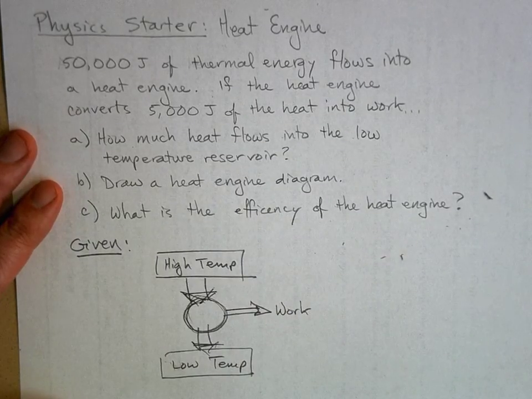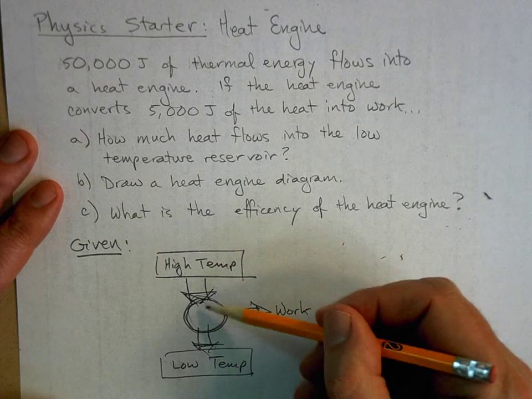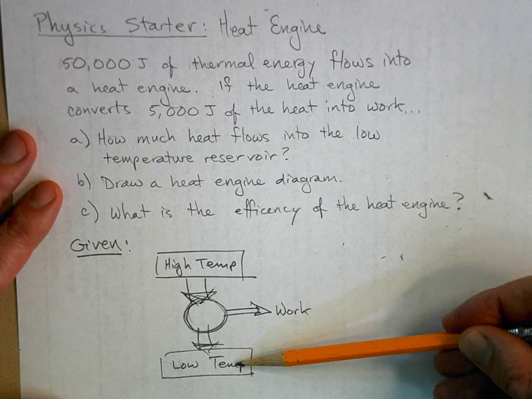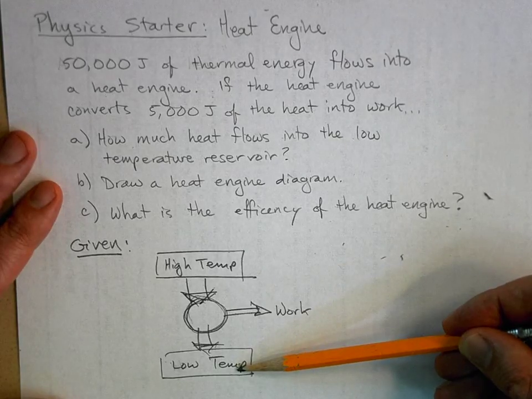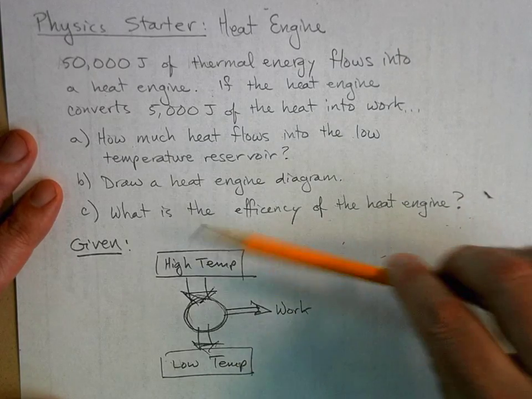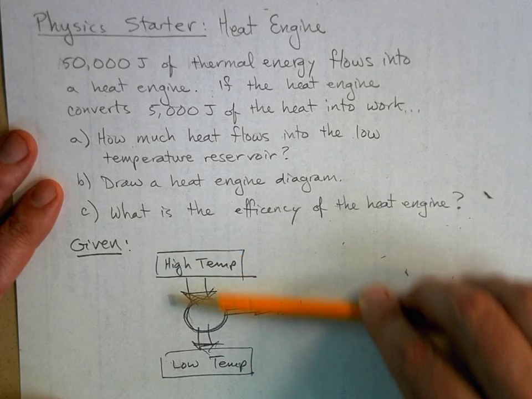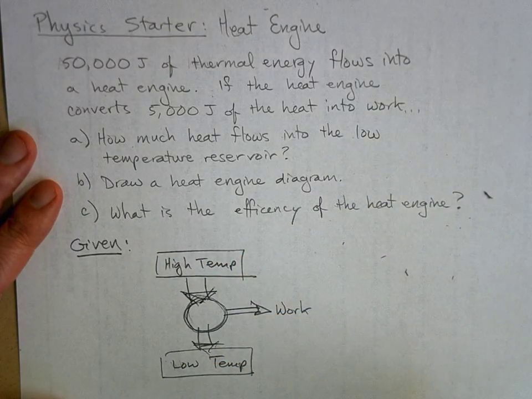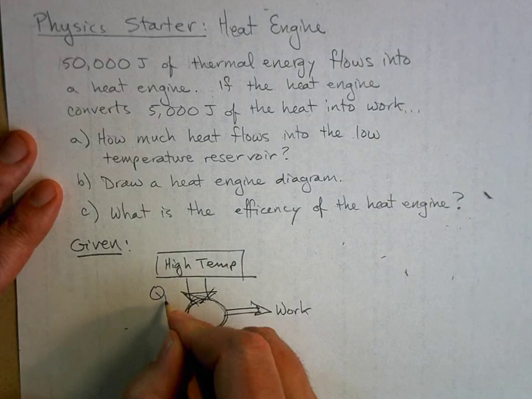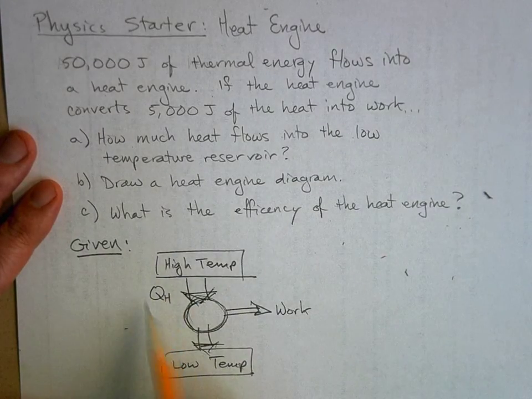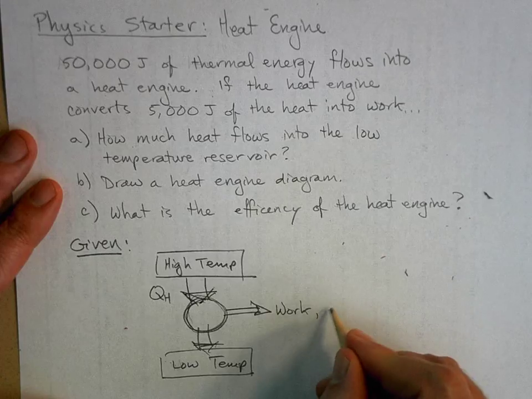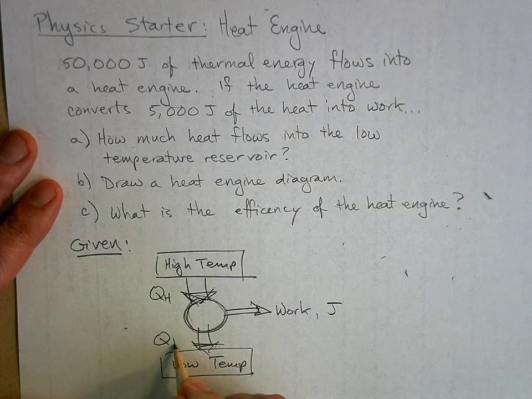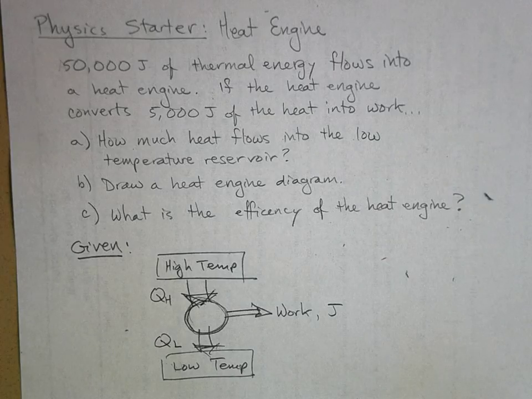Now, this is heat flowing. Heat flows from high to low temperature. Always does. That's the second law of thermodynamics. So heat's going to flow like this. Some of it gets turned into work. So this is the heat that flows out of the high temperature, measured in joules. This is the work done, measured in joules. Now this is the heat that flows into the low temperature reservoir.